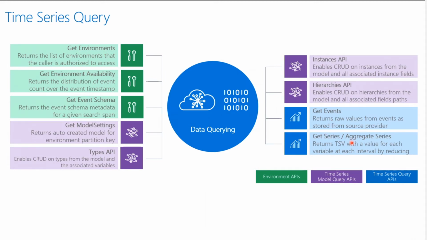And get series and aggregate series are our aggregation APIs. This essentially takes a set of points, and per interval it tries to reduce the points depending on the formula that you have stored in the notion of a variable. As we go to the demo, I can show you some of the variable definitions. That way, this becomes even clearer.